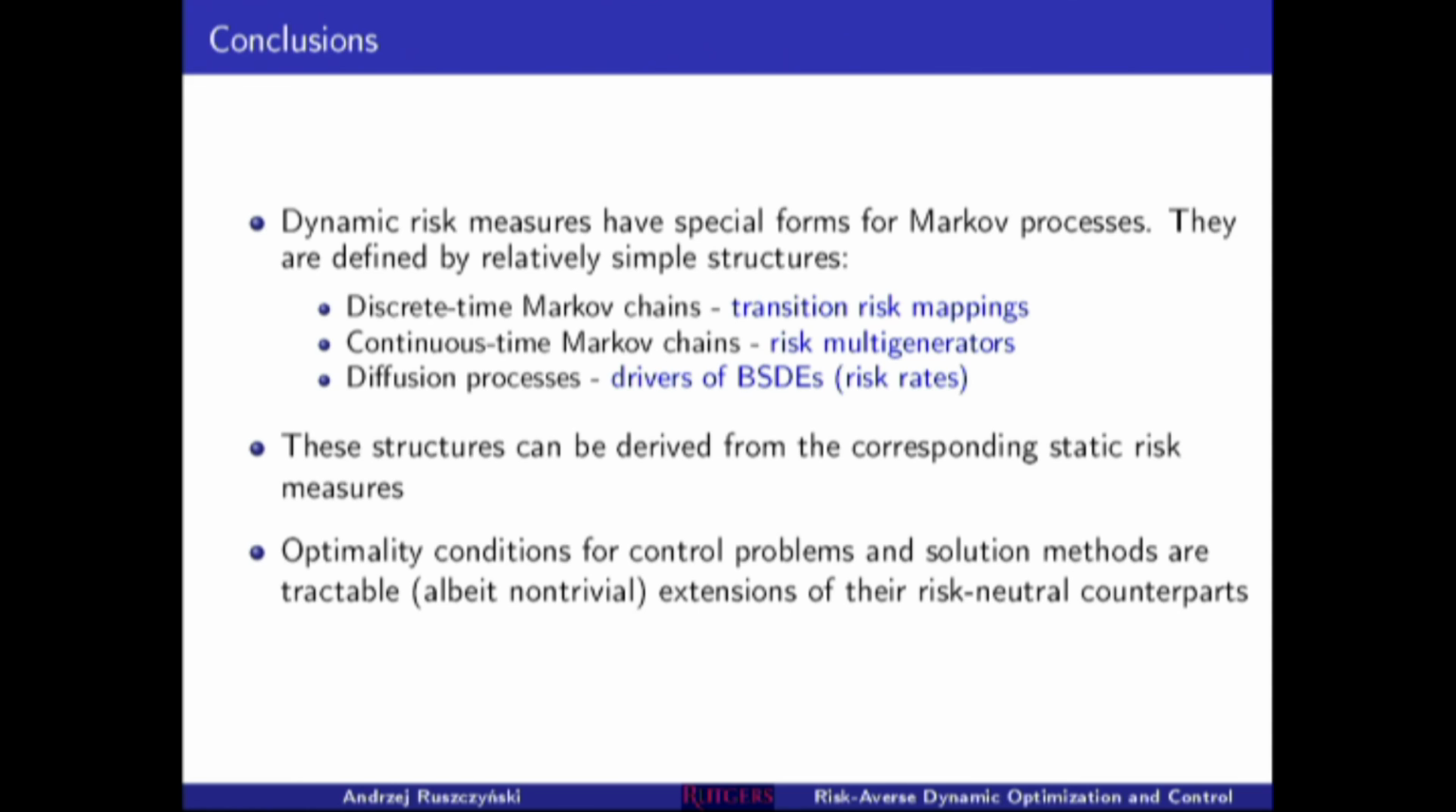To specify a risk model means to specify these objects. If we know how to specify these objects, we can obtain a risk-averse model, a risk-averse counterpart of an expected value model. Okay? And the optimality conditions and also numerical methods for these risk-averse models are still tractable, although highly non-trivial, of course, extensions of their risk-neutral counterparts. So the theory can be advanced with effort, but still with the hope to achieve some results of meaning. Okay?